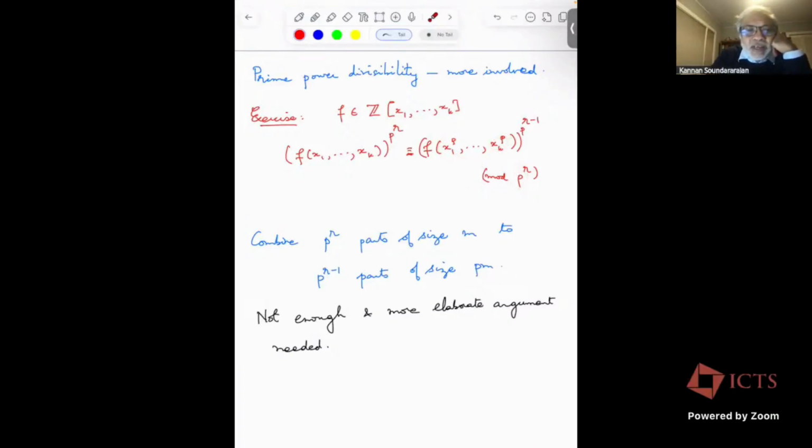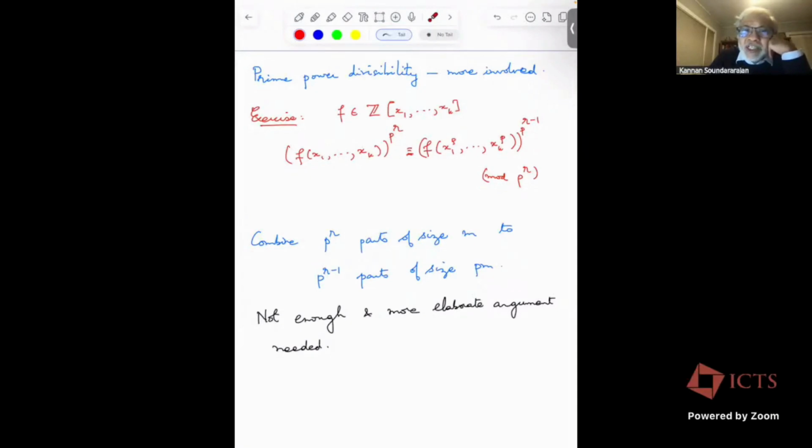Instead, what you have is a funny kind of congruence. You can take one power of p and put it inside x1 to the p up to xk to the p, but then you must raise it to the power p to the r minus 1, modulo p to the r. That's the congruence that you get. So for r equals 1, this is the congruence that we are all familiar with, the Frobenius congruence.